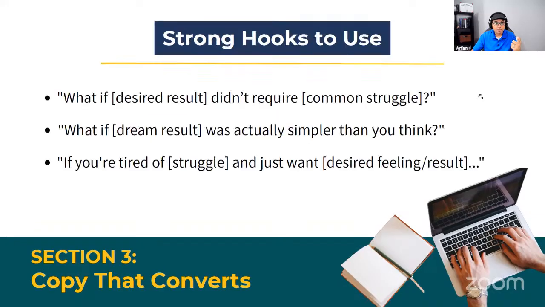Your hook, right? Hooks are, for example, the first line of your ad copy, and these are going to be about 125 characters. Here's an example: what if desired result didn't require common struggle? Now, you need to know your ideal client in order to make this work. For example, if you're in an accounting niche, you want to know what exact desired results they have. Maybe they want to make sure that their financials are clear to them, right? They want to know they're not losing money, or overpaying on taxes, things like that.